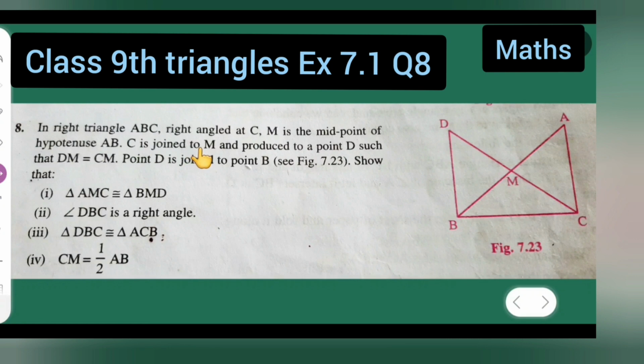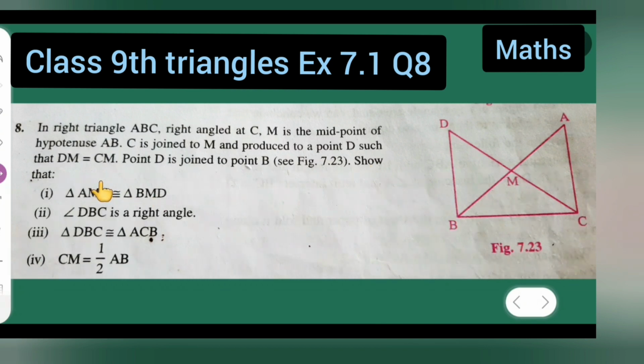Now C is joined to M and produced to a point D such that DM is equal to CM. This is given already. Now point D is joined to point B.